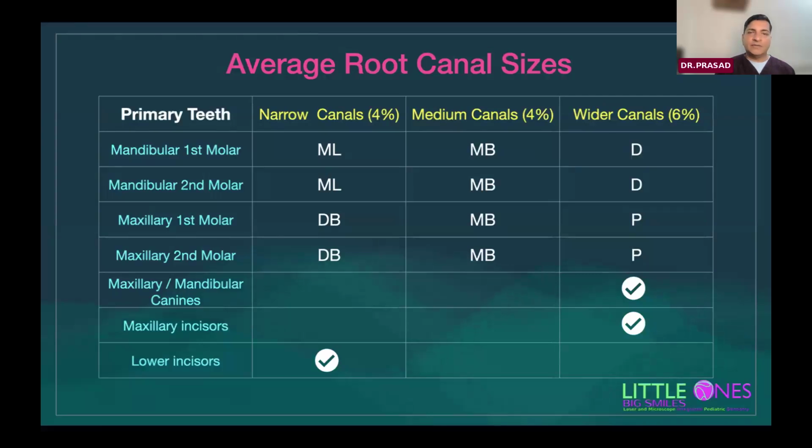Apical gauging does cause a lot of failures, especially in permanent teeth. Now, average root canal sizes for primary teeth, this chart is very self-explanatory. You will get it in the PDF later on, but I will give you the reference for why I am suggesting this chart.